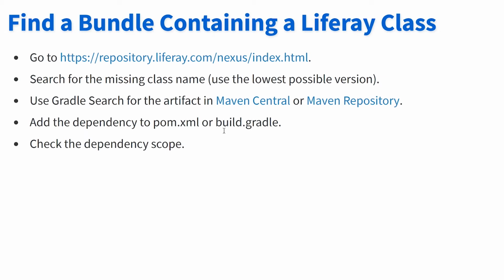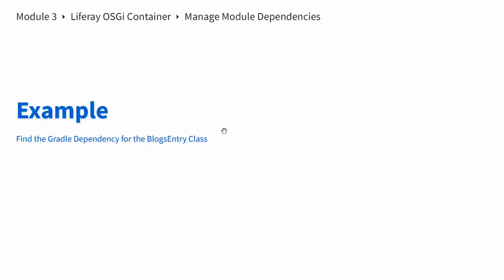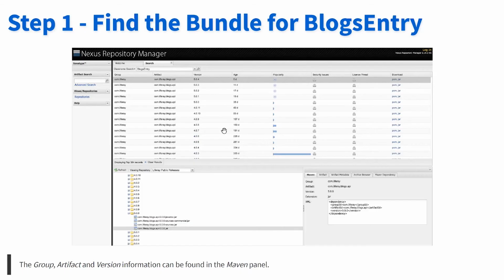Once you select it, you'll then have the option to pick whether you want to add this to a pom.xml or a build.gradle. So let's take a look at an example. In this example, we're going to find the Gradle dependency for the BlogsEntry class. We start off by heading over to that Nexus repository. We know the class that we want, it's going to be the BlogsEntry. From there, we type it in the search.